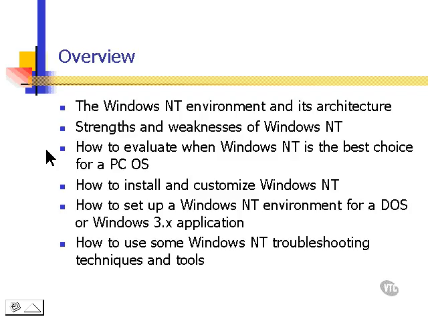Then we'll talk about how to evaluate when Windows NT would be the best choice for a PC operating system. If we choose Windows NT, we need to know how to install it and customize it. We'll also talk about how to set up a Windows NT environment for DOS as well as for Windows 3X. And finally, we'll talk about how to use some Windows NT troubleshooting techniques and tools. So Windows NT is a more serious business-oriented operating system.